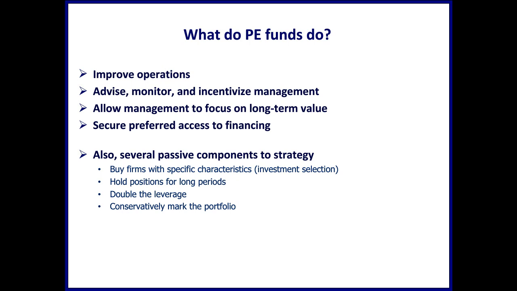And the things I have in mind are investment selection. So private equity funds don't start with random selection. They actually focus on a few key characteristics, and so we should study what those are and control for that. They tend to hold positions for long periods of time. That's a constraint for the private equity investment process, but it's certainly something you could do on your own. As I mentioned before, they typically double the leverage of the firm, and so that's, again, something we could do on our own. We could use a portfolio margin account, for example. And then because they hold illiquid private stocks, they tend to be somewhat conservative in how the portfolio gets marked.